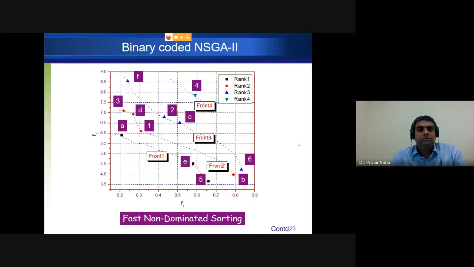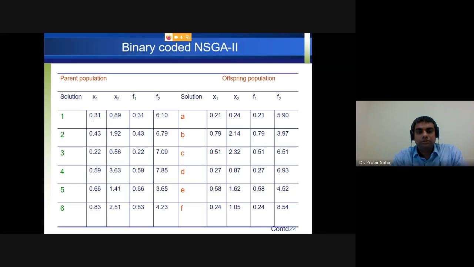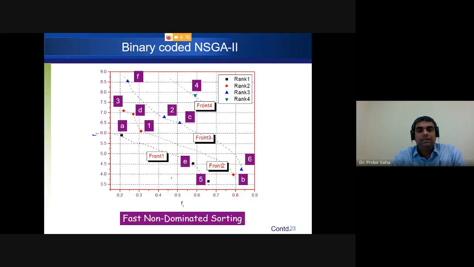Now, what you have to do is this, this is what I did. See, if you see, out of these 12 solutions, solution number 4. So what are these 12 solutions? These are the 12 solutions. The solution number 4 is this. It has f1, f2 this much. The comparison is done, and then you can see that it is lying in front 4.